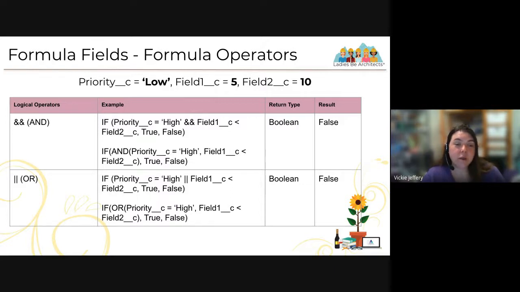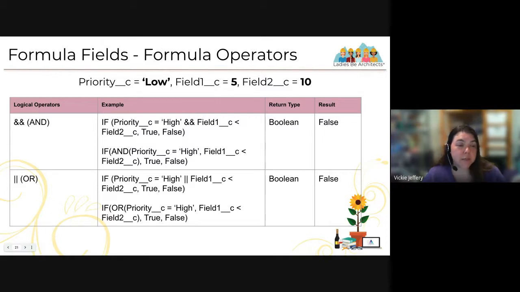And then here's the second way of doing it. So you've got AND, which you put in the front of your formula rather than using the 2 ampersands. And then you put your criteria inside parentheses. So I'm saying priority is again high, field 1 is less than field 2, return true and return false. So you can just see there the two different ways to use AND. And often the second way is much simpler than using the first way and reduces the character amounts that you need inside your field formula.